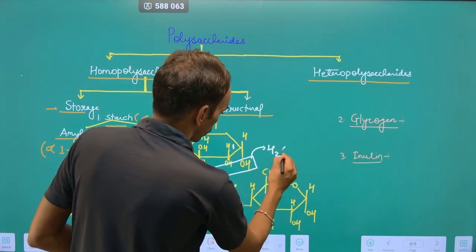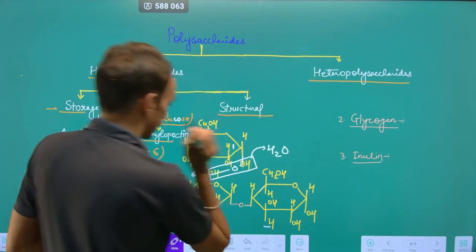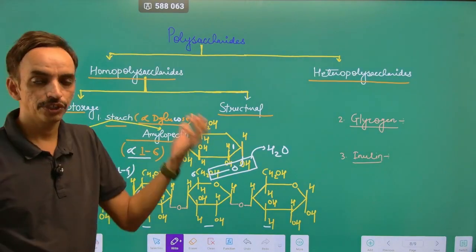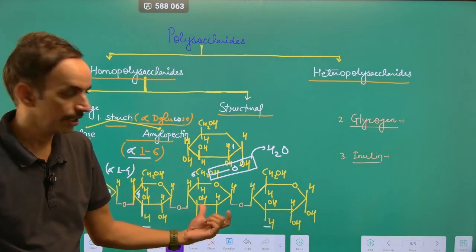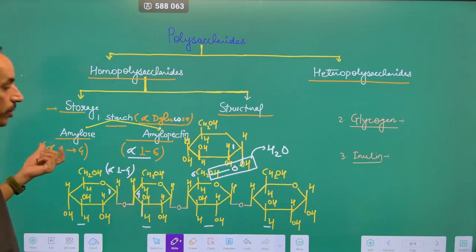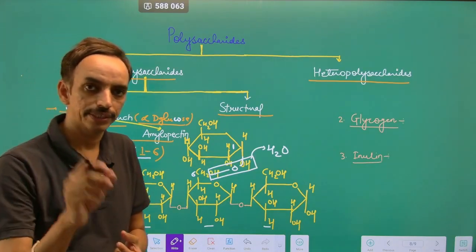H2O comes out, and there is a formation of an alpha 1,6 linkage between these two sugars, which carries out the branching in this starch. So we can say that amylopectin is a branched structure, while amylose is a linear structure. What is the advantage of having these alpha 1,6 linkages?